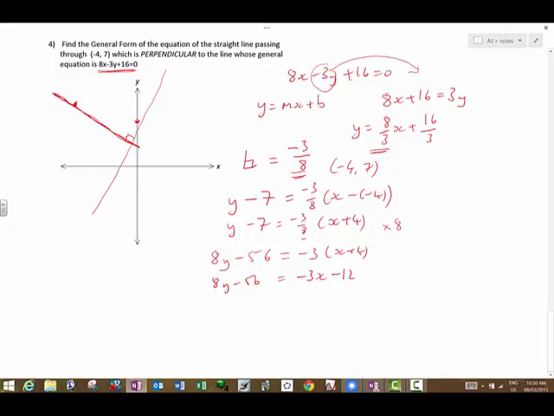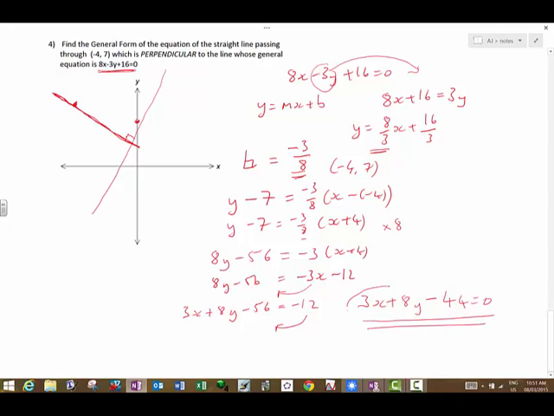But again, we want the coefficient of x to be positive, so let's move it over to the left hand side. So 3x plus 8y minus 56 is equal to negative 12, and then bring that one over to make it into 0, and we'll have 3x plus 8y minus 44 equals 0.